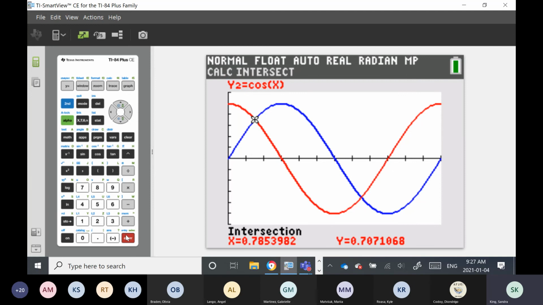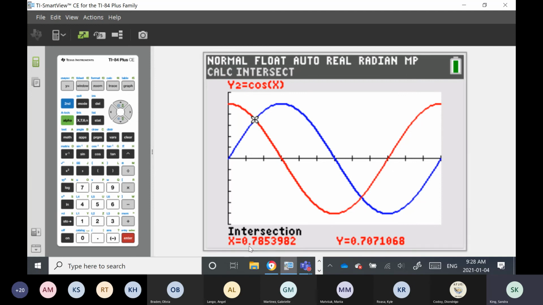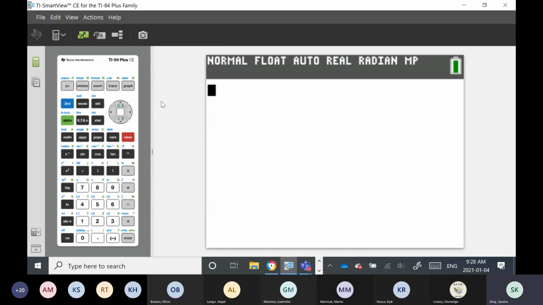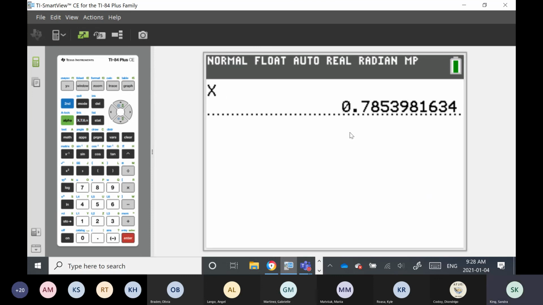So where these two graphs have the same value is at X is equal to this number here. Now we know that this was in radians, right? And if I said, well, how many radians is this? I'm going to show you how you would figure that out on your calculator. So if everybody has this on their calculator, I want you to hit second function quit. Let's clear this. In order to get that X value, type in your X button, which is right next to your alpha, and then hit enter. That was where the two graphs intersect. It is 0.785 radians.